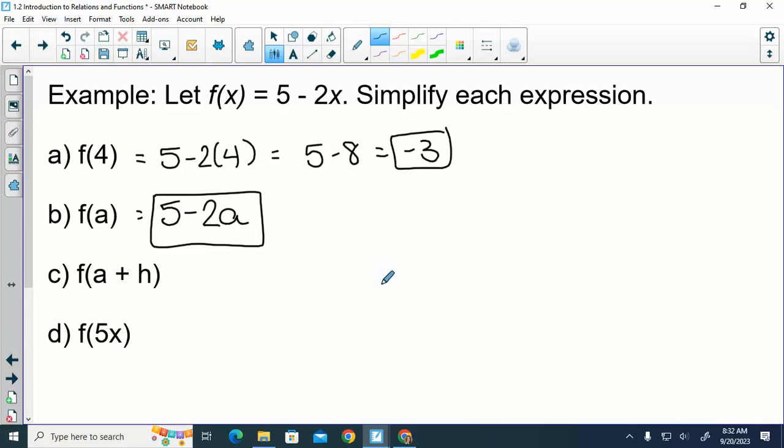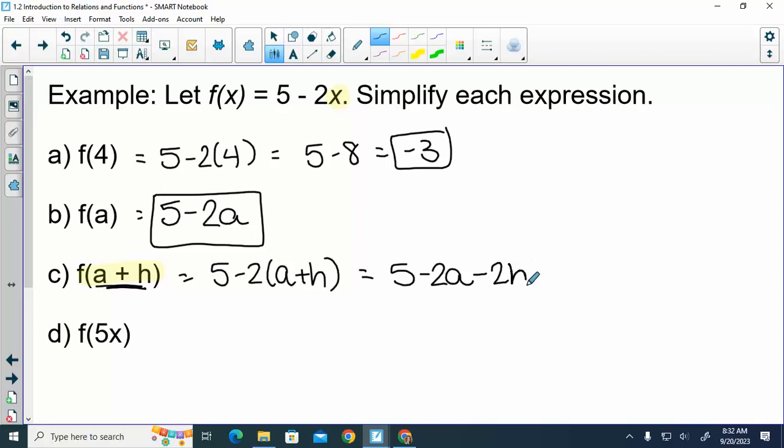C, f of a plus h. This is where I tend to start seeing mistakes when I give something uglier to plug in for x. But all this is saying is you go to your equation and you replace the x with a plus h. 5 minus 2 times a plus h. So that would be 5 minus 2a minus 2h if we distribute the negative 2.